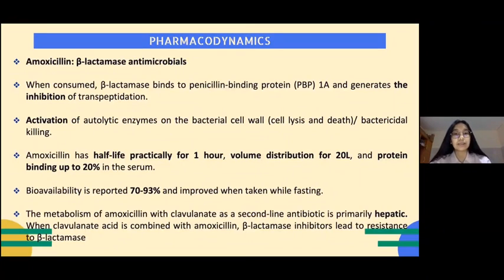For the second line antibiotics, pharmacodynamic, when amoxicillin is taken together with clavulanic acid, the beta-lactamase inhibitor leads to resistance to beta-lactamase. Its metabolism is primarily hepatic. That's all for the pharmacodynamic.